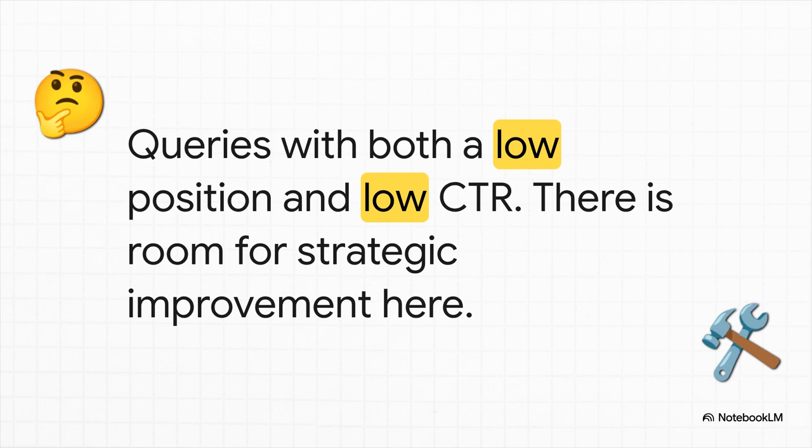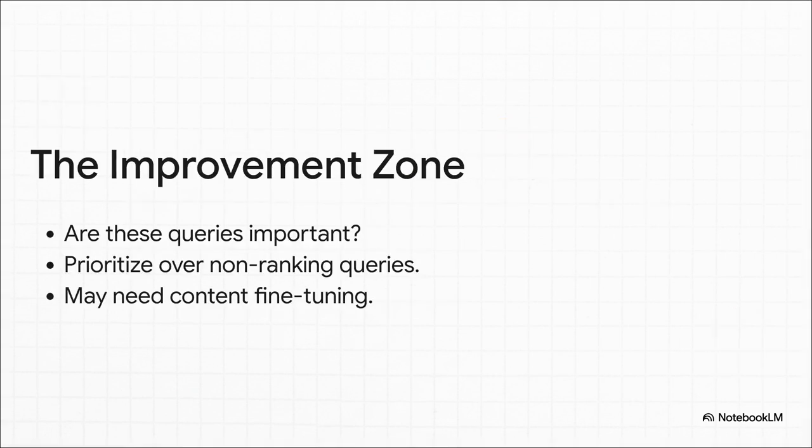Now, over in the bottom left, we find the queries with both a low position and a low CTR. This is what we call the improvement zone. Now, don't just dismiss these. This is where you have to make some key strategic decisions. You've got to ask yourself, is this query actually important to my business? If it is, that's a crystal clear signal to refine your content. And if it's not, well, you can safely ignore it and focus elsewhere.